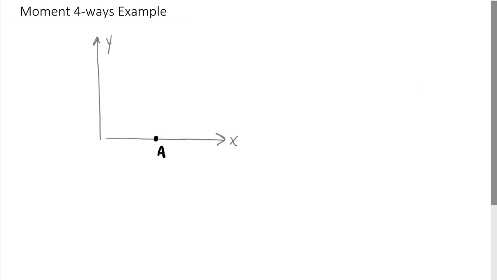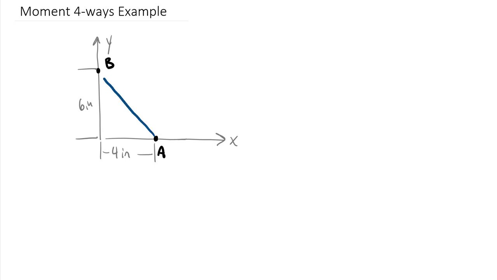And another point that's up here, let me label these distances. So this is 4 inches. The distance unit we'll use is inches. So 4 units from the origin and then 6 inches vertically off the x-axis, and we have another point. This point we'll call point B. And we're going to connect A and B with a position vector. We're going to call this position vector R of AB, and then we're going to pass a force vector through point B.